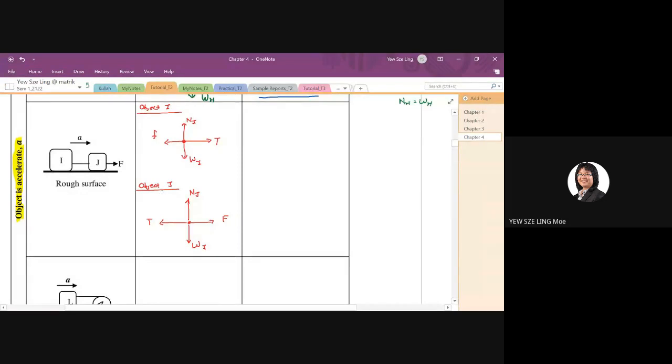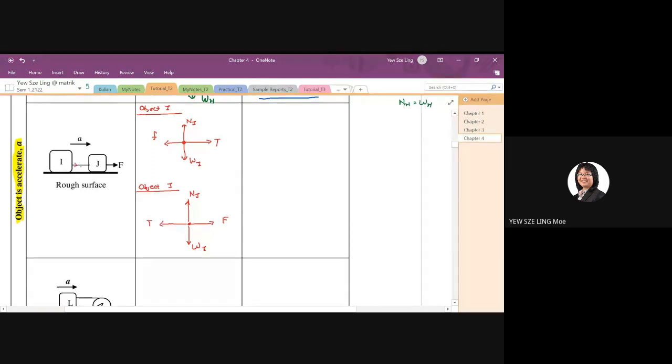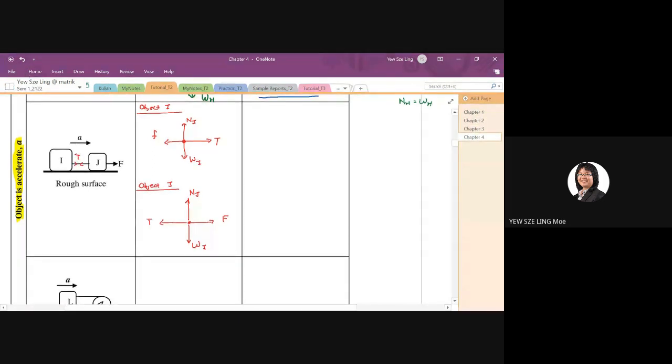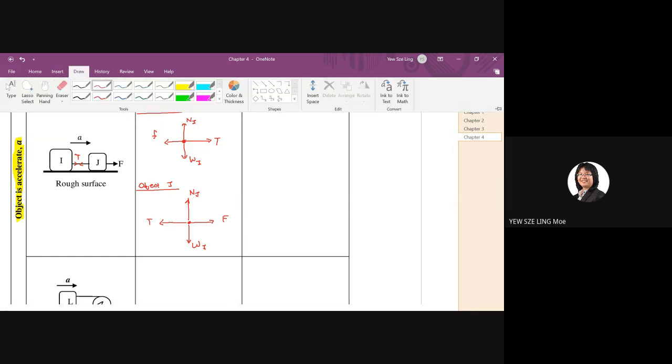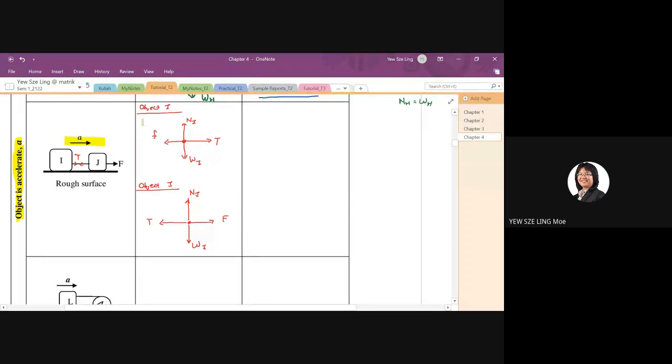First of all, if you look at the diagram, you have only one string, which joins I and J. This is the tension. Since you have only one string, you don't have to put a subscript on the tension. Object I has a weight going downwards, and then N is going up. Because you're pulling the object, the tension is going to the right. Frictional force depends on the direction of A. A is going to the right, therefore F is going to the left. Frictional force is always opposite to A.